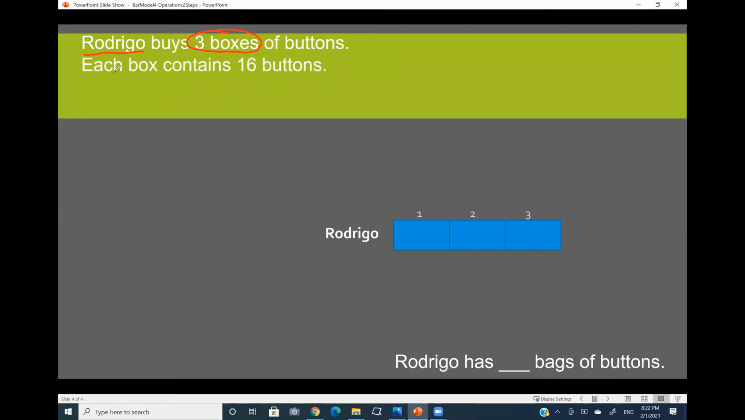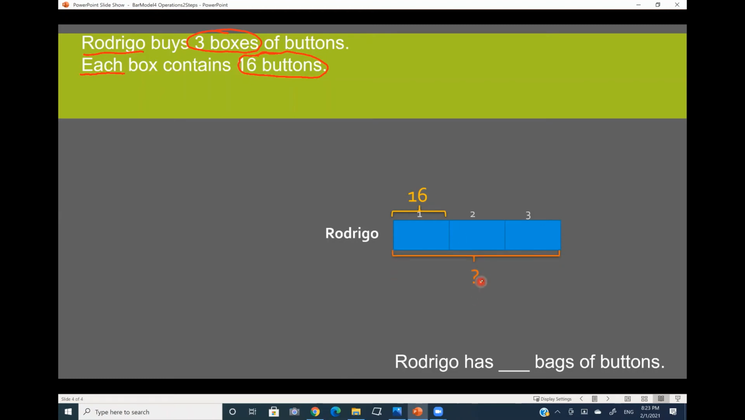Now here says each. Now I know when I see the word each it could be a division or a multiplication problem. Each box contains 16 buttons. Now in this case, I know how many each. So I'm going to picture that on my bar model. So that box has 16, the next box is going to have 16, and the last box is going to have 16. So at this moment, I may need to know how many in all has Rodrigo.